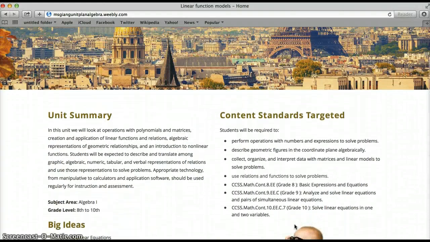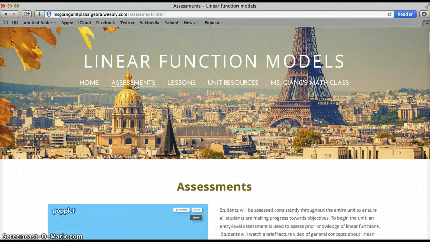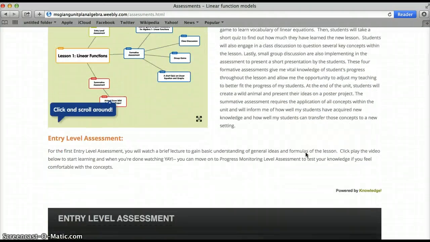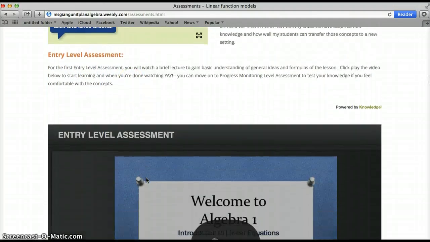So now we're going to go to assessment. The assessment page includes the assessment map right here to show us the connection of the lessons with entry-level assessment, formative, and summative assessment. So I will start out with entry-level assessment with a brief lecture to gain basic understanding of general ideas and formulas.